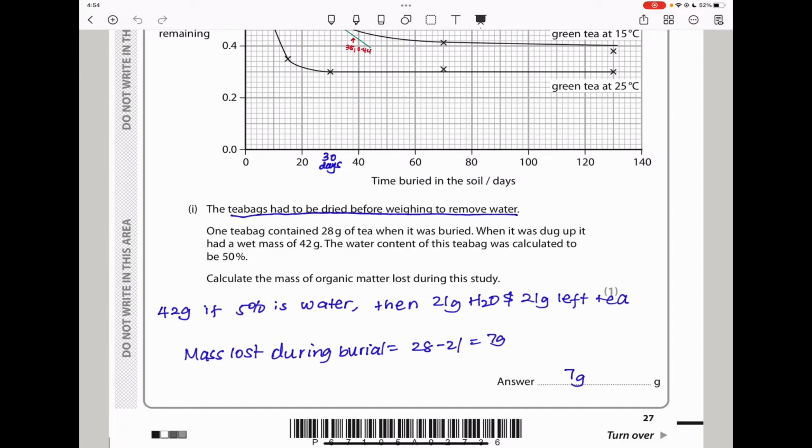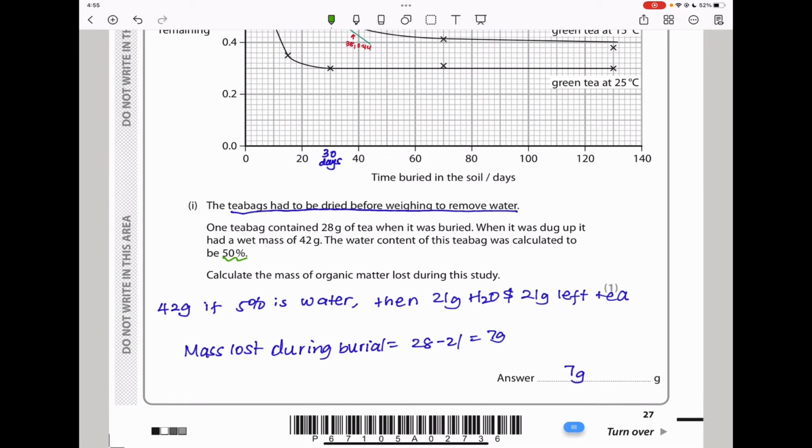So here we can see, remember they said 42 grams, and 50% of this is water. So 21 grams of water and 21 grams of tea were left. Of the 42 grams, we have 21 grams for each. When we continue, the mass lost during the burial would have been the 28 grams the bag contained minus the 21 grams. So in this case, it is going to be 7 grams lost.